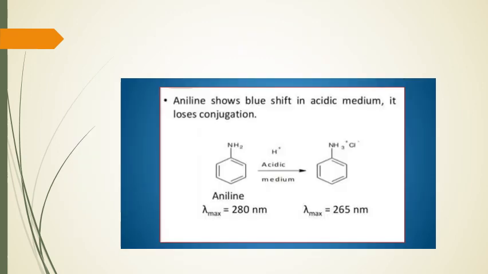So aniline shows the blue shift in the acidic medium. It loses the conjugation. Aniline has a lambda max of 280 nanometer, and in the acidic medium the electron pair keeps moving and the proton attaches, removing the conjugation. It causes the shifting towards the lower wavelength, from 280 nanometer to 265 nanometer. So the removal of the conjugation is also responsible for the hypsochromic shift.